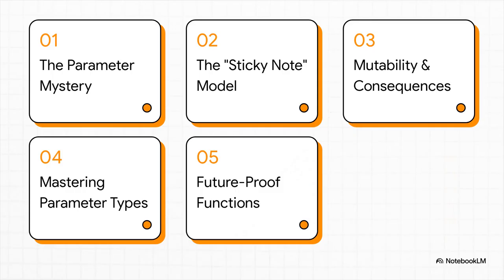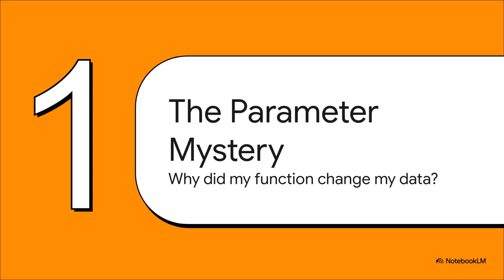So, here's how we're going to do it. First, we'll tackle that classic parameter mystery that trips up just about everyone. Then, I'm going to show you a super simple mental model, the sticky note model, that will honestly change the way you see Python variables forever. From there, we'll dig into why some data types change and others don't, master all the different parameter types, and then wrap it all up by learning how to design functions that are clear, safe, and built to last. All right, let's get right into it.